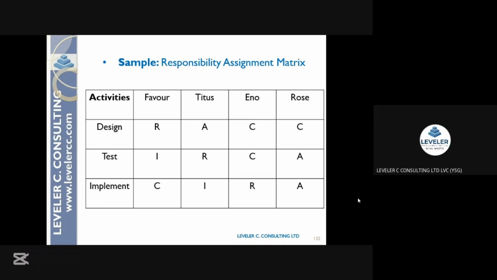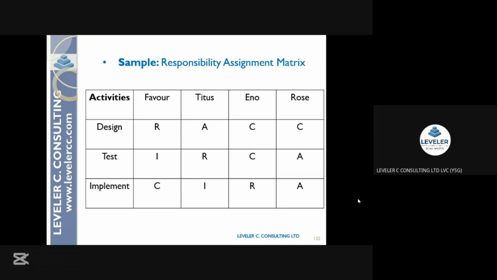I think because Favor is responsible for design, and responsible means someone that is carrying out the work. Secondly, Titus is responsible for test, so that means he has the work to do. Also, Eno is responsible for implementation. So all of them are responsible for one or two things, but Rose is only accountable. So she's the overall supervisor. Okay, so you're also accepting that Rose is the overall supervisor. Thank you very much for that.